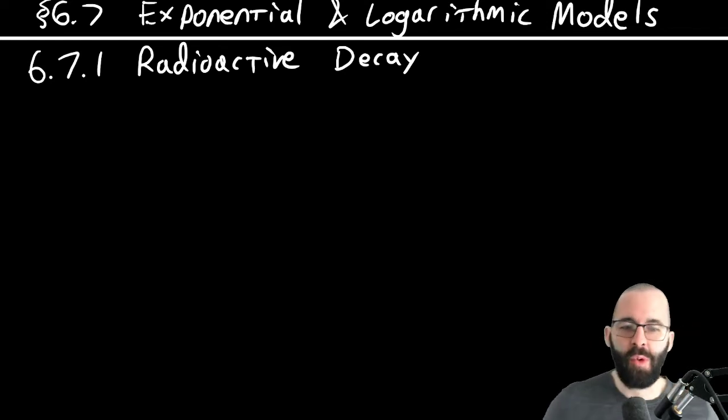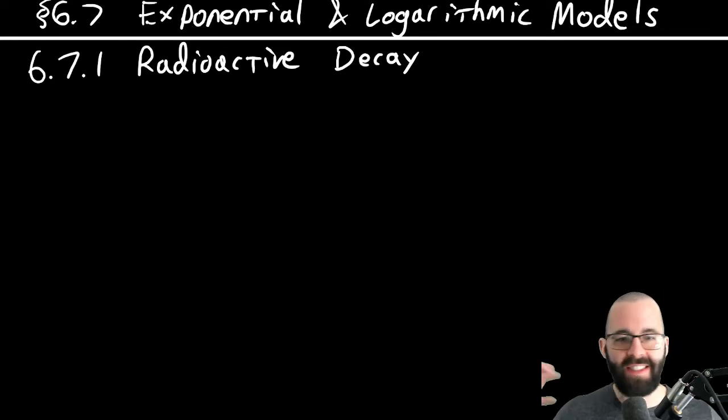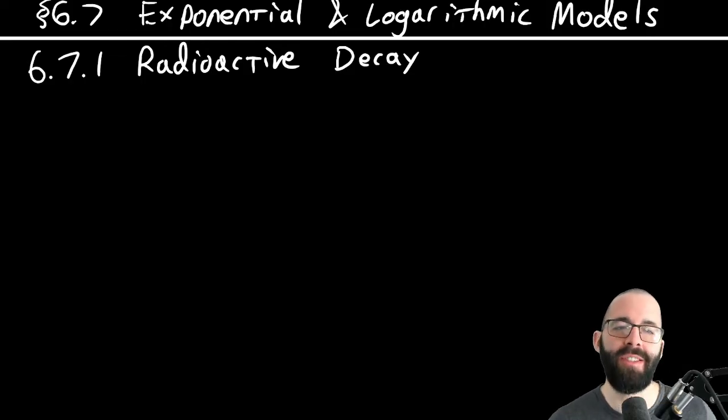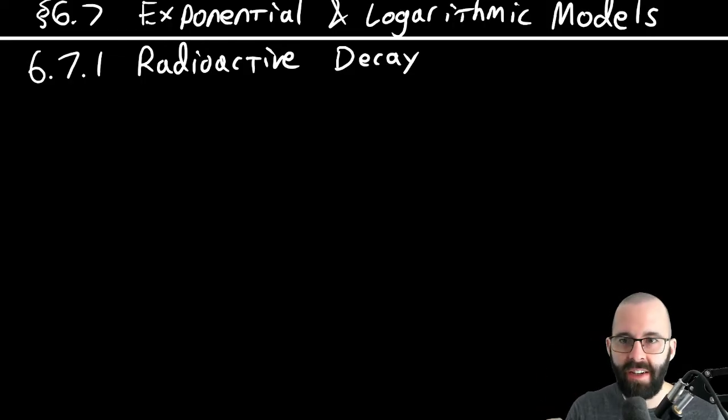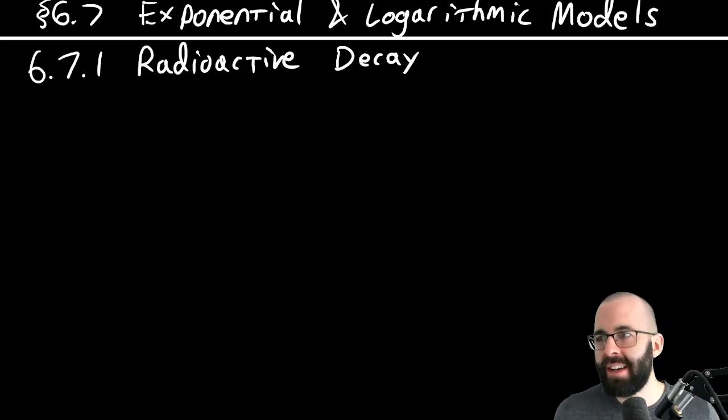All right, welcome to 6.7. 6.7 is what this entire chapter has been working towards. The reason we want to model things with exponential functions. But in order to talk about exponential functions, we have to use logarithms. Logarithms are inverses. And that lets us solve exponential equations.